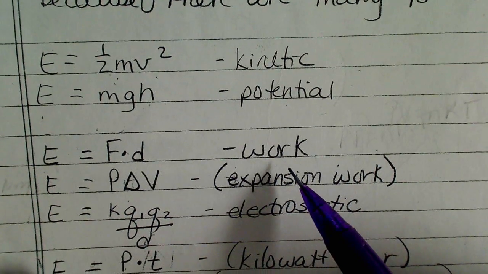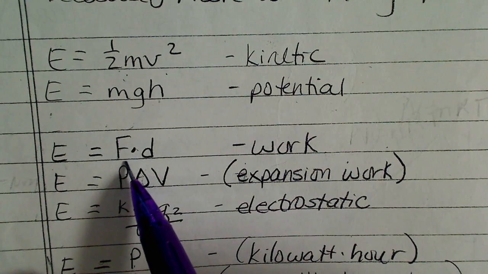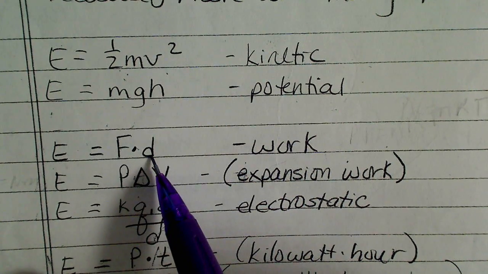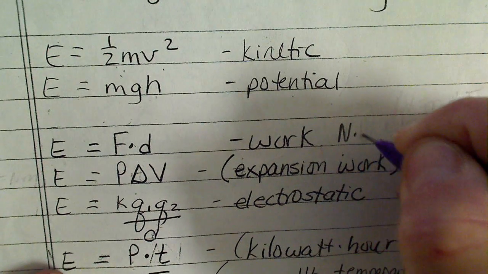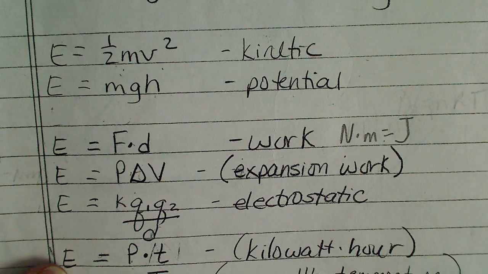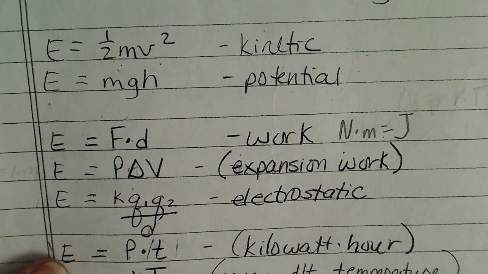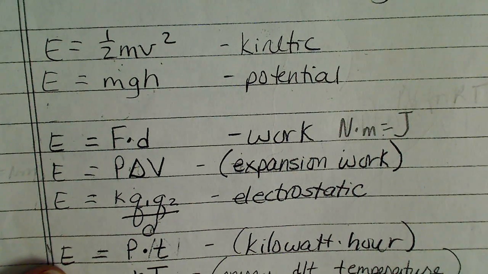Work is a form of energy, so if you've had physics, you know that work is defined as a force in newtons times the distance in meters. So a newton meter is a joule, so we'll be working in SI units, so we'll see our energy values given in joules. Pressure times a change in volume is also an energy unit.